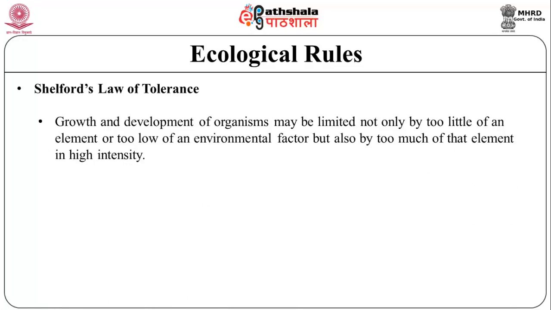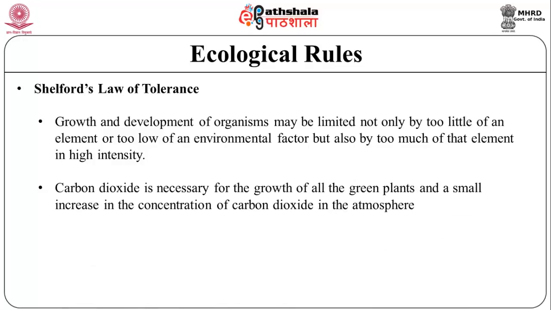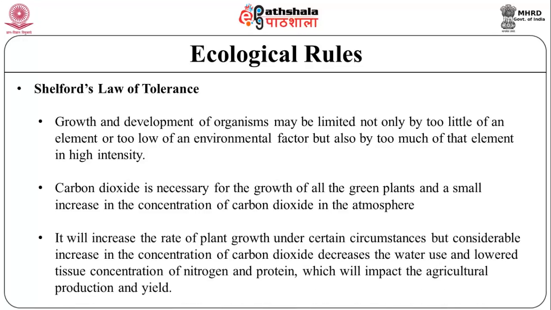Growth and development of an organism may be limited not only by too little of an element or too low of an environmental factor, but also by too much of that element in high intensity. For example, carbon dioxide is necessary for the growth of all green plants, and a small increase in the concentration of carbon dioxide in the atmosphere will increase the rate of plant growth under certain circumstances. But a considerable increase in the concentration of carbon dioxide decreases water use and lowers tissue concentration of nitrogen and protein, which will impact agricultural production and yield.